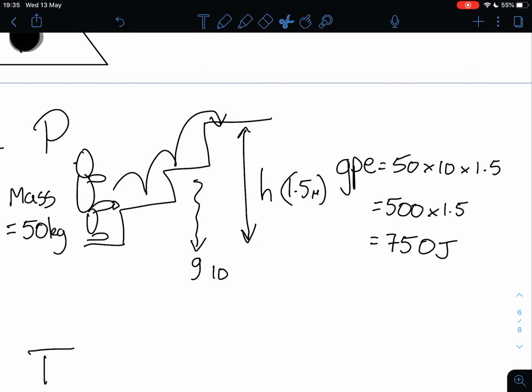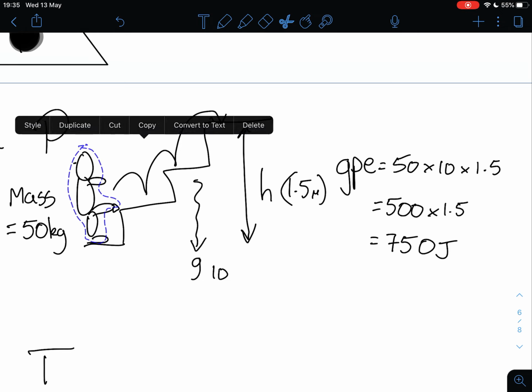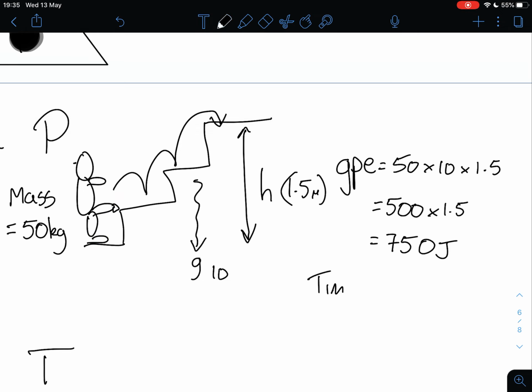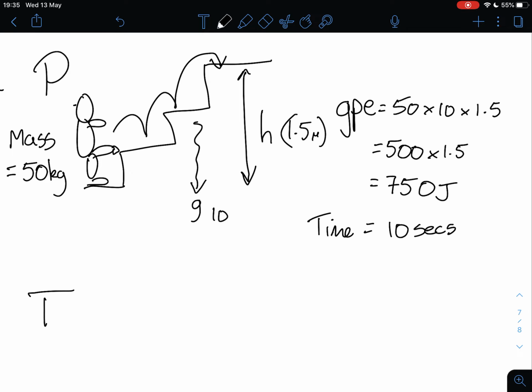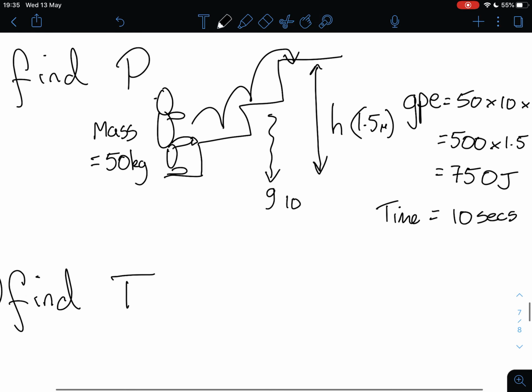Now, that's the energy part done. The other thing we need to know is the time. How long did it take him? So let's say it took 10 seconds, because that's easy to do in my head. So 10 seconds to get from the bottom to the top. So we can find the power quite easily.